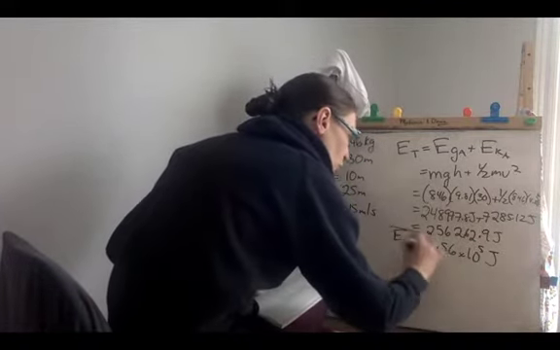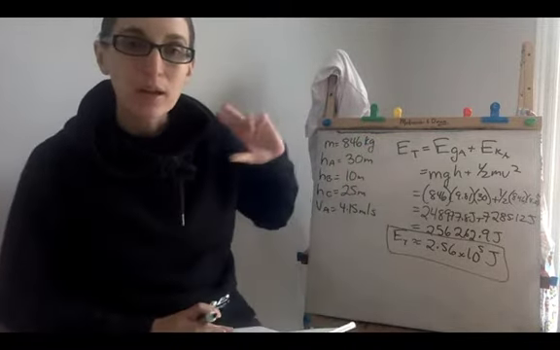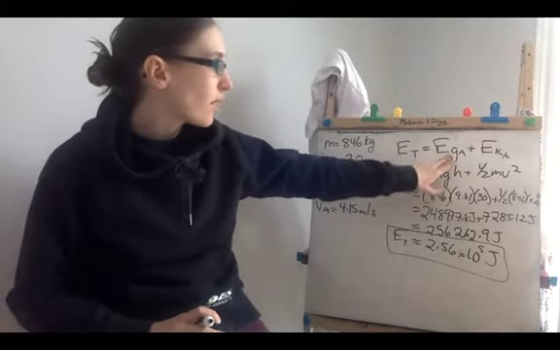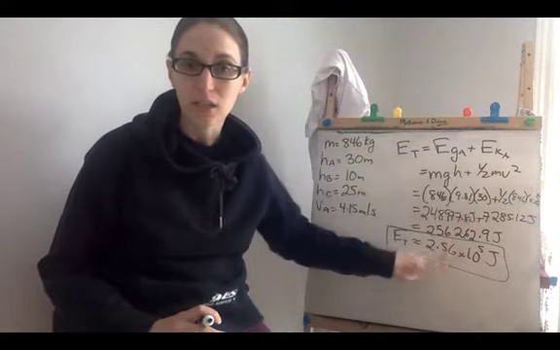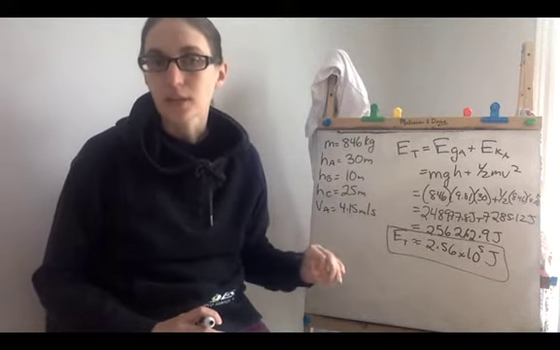Okay, so there's our total mechanical energy at point A. So at point B, right, the sum of the gravitational potential and the kinetic energy would need to equal this same value. Okay, and at point C, the same thing.